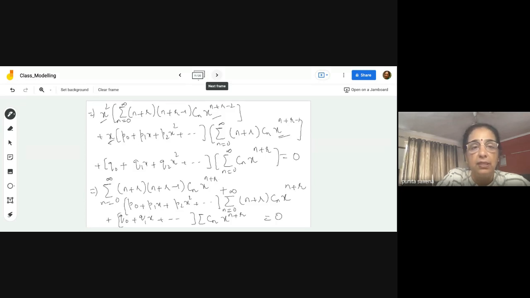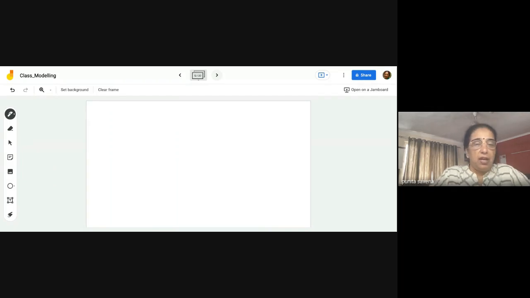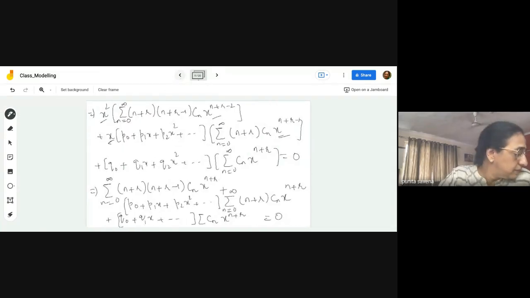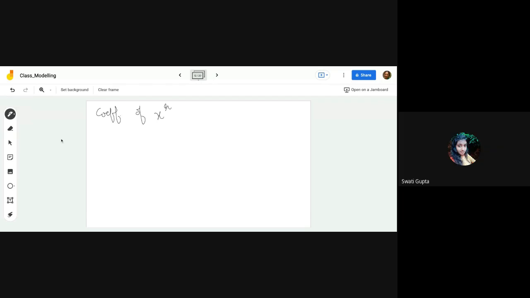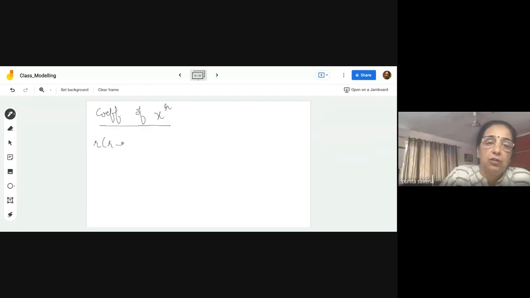Now, I say, what will be the coefficient of x to the power r? Can you find it? Coefficient of x to the power r. When do you get that? When n is 0, obviously. So from the first term, what will you get? r into r minus 1 c naught.